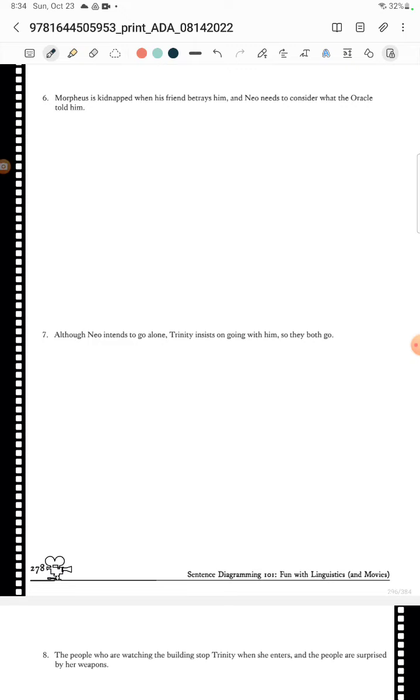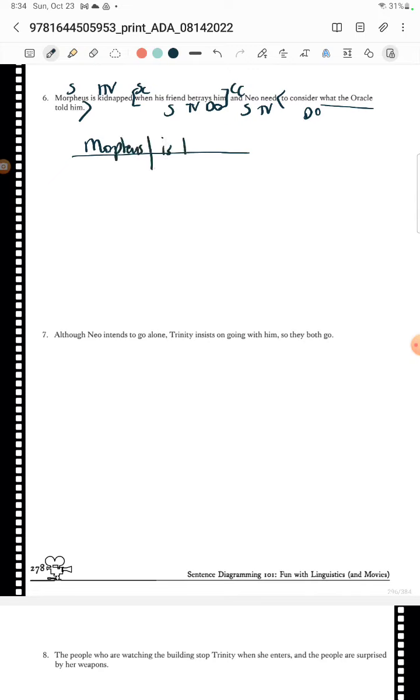Okay, Morpheus is kidnapped. And then, when his friend betrays him. So that is a subordinating conjunction. We've got the friend, and then the friend betrays him. And Neo needs, and then what does Neo need? He needs to consider all of the things. So this is going to be a good time. That whole thing is the direct object, but it's going to be at the bottom, and I'm going to give myself lots of room. Okay, so I'm going to center my Morpheus a little bit better here.